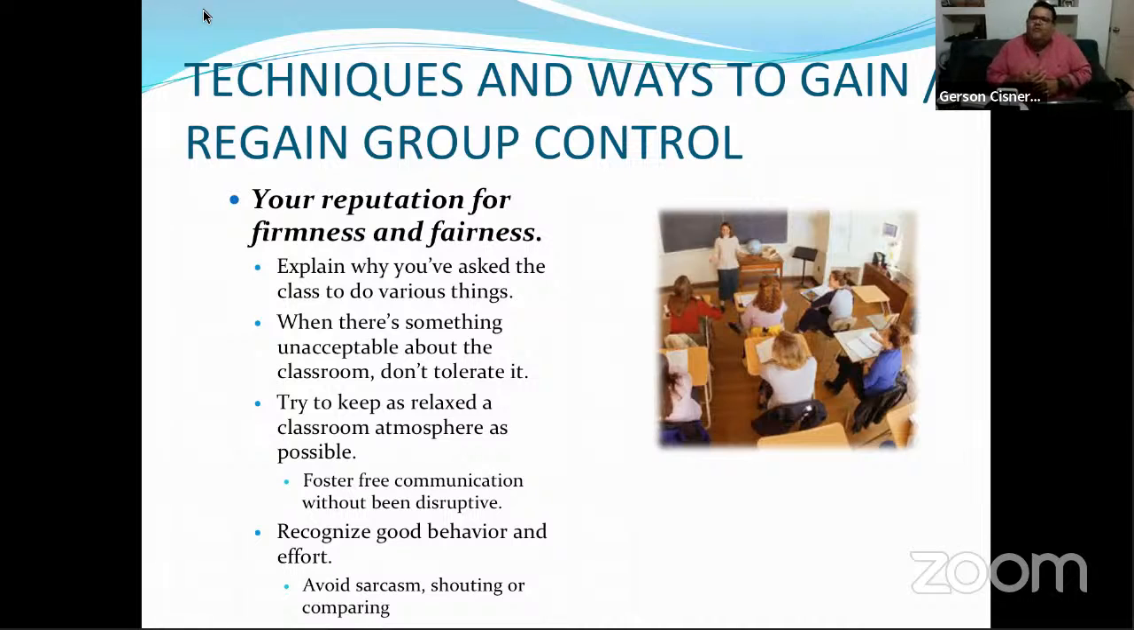And then comparing, geez, this is very, very common. Don't do that. Ay, Juanito Pérez, ¿por qué no eres como tu hermana del año pasado que la tuve bien portadita? Don't do that, really. That really, really kills the student's self-esteem. Everyone is unique.